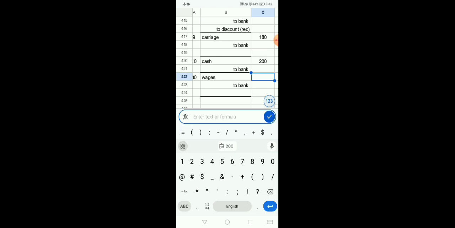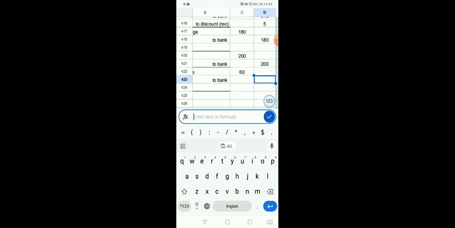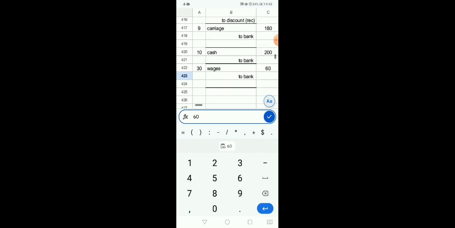So you are needed to point out wages on debit side. How much amount of wages have been paid? And it is 60 rupees, as you can see. So you will mention 60 on debit side, and you are supposed to write the same amount 60 on credit side. This way your entry number 30 is also completed, and we have completed our journal entries for the question as well. 30 was the last entry.